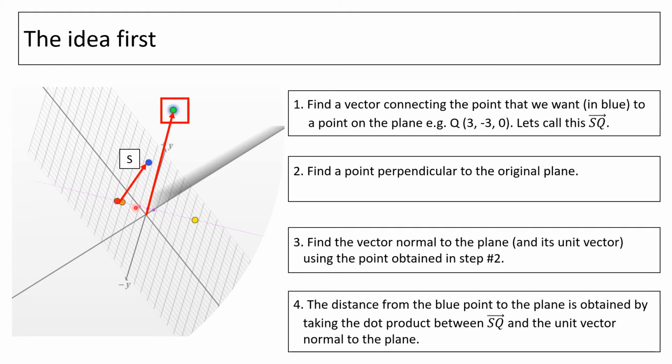So then basically you solve the problem by taking the projection of the vector SQ with the unit vector in this direction. So that will give you the distance between the point and the plane.